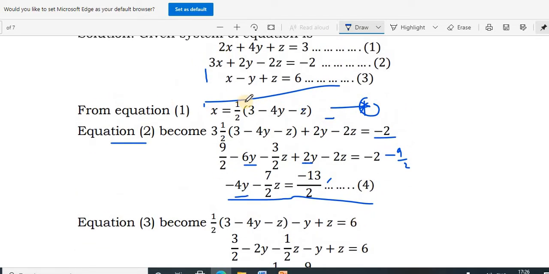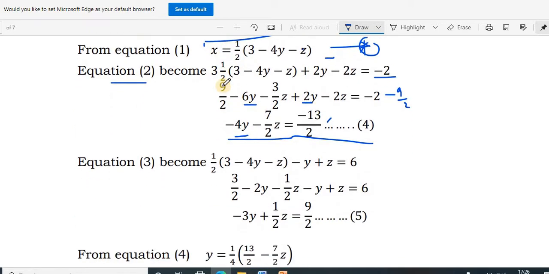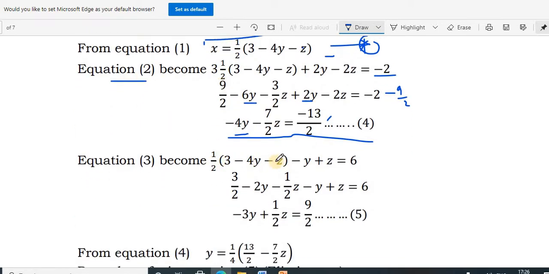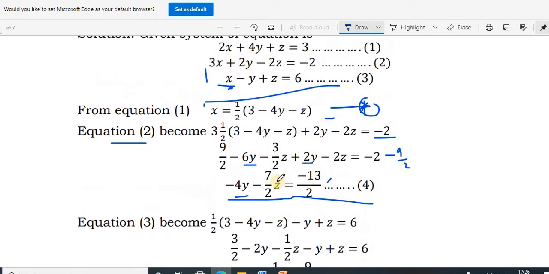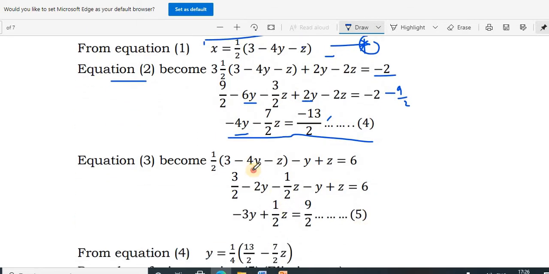Similarly, from equation 3, I substitute the value of x is 1 by 2 into 3 minus 4y minus z, and the remaining terms minus 5 plus z is equal to 3. So collect the terms of y together. So minus 4y into 1 by 2, minus 2y, minus y, that is minus y, minus 1 by 2z plus z, that is plus 1 by 2z is equal to 6, and minus this 3 by 2. So 12 minus 3, that is 9 by 2. So in this way we get equation 5.